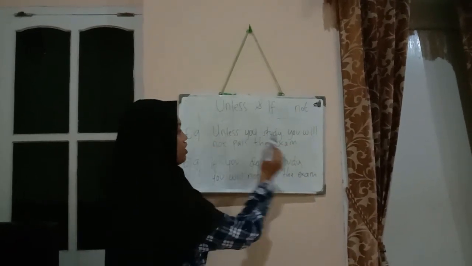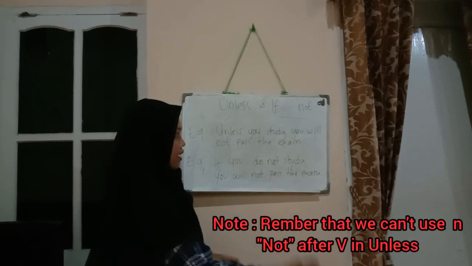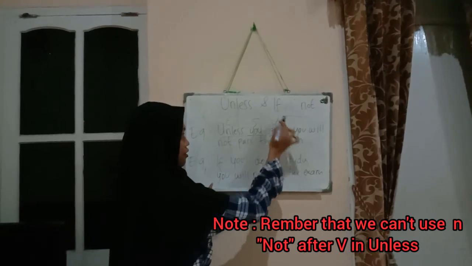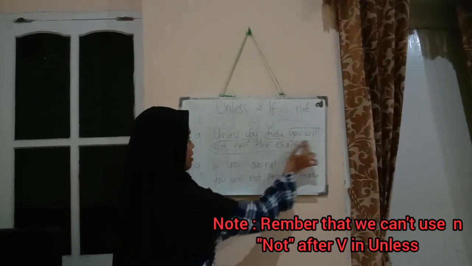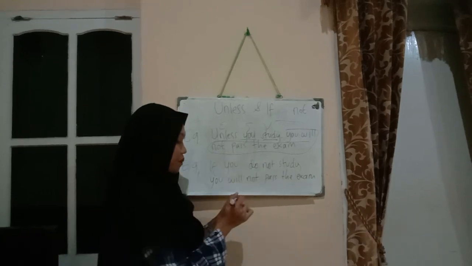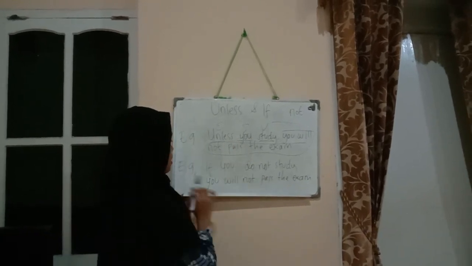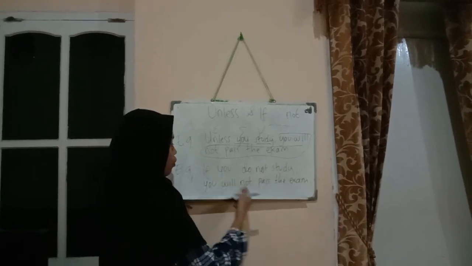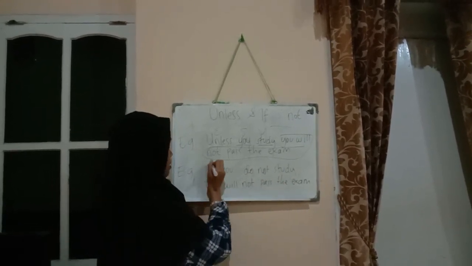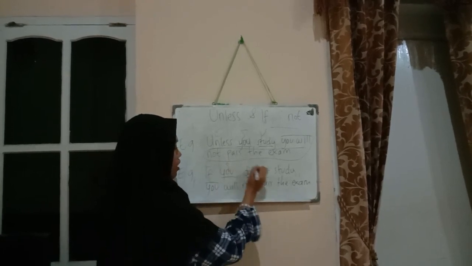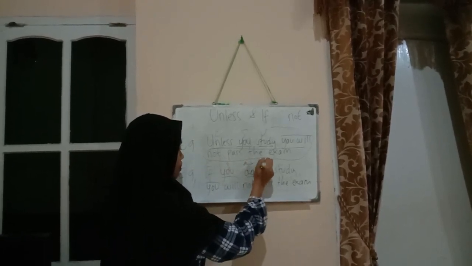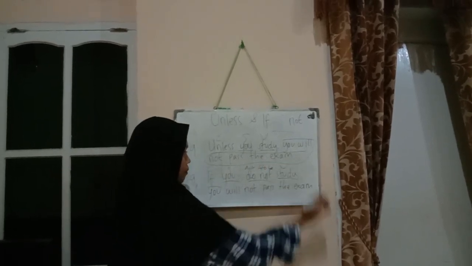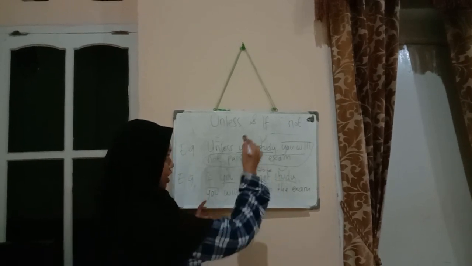Unless you study, you will not pass the exam. Unless is a conjunction, you is the subject, and study is the verb. And you will not pass the exam is the consequence if you do not study. And for if not, the example is: if you do not study, you will not pass the exam. If is a conjunction, you is the subject, do not is an auxiliary, and then the verb.